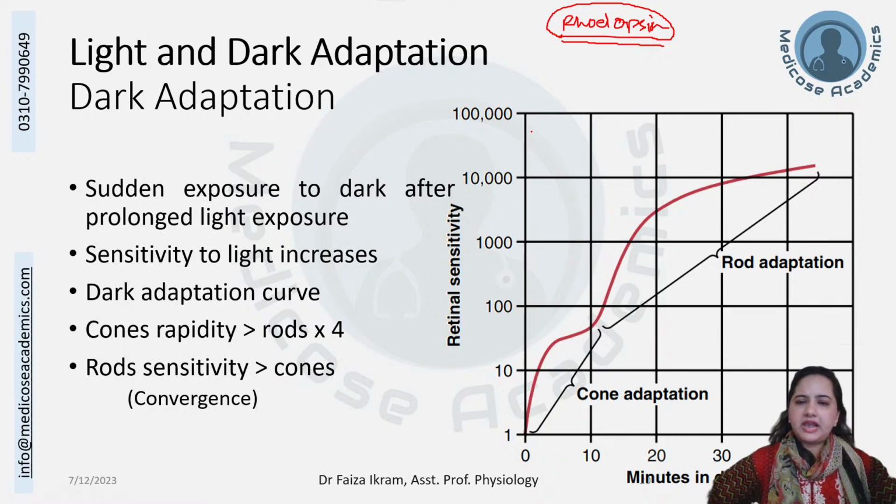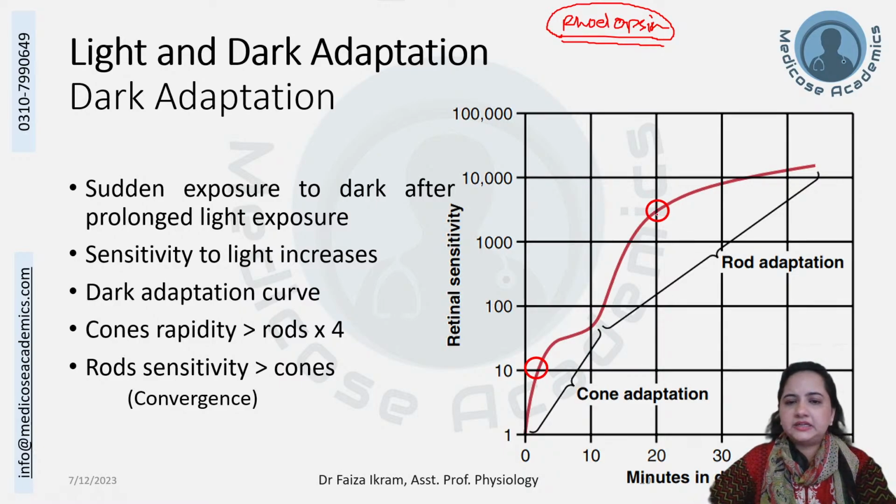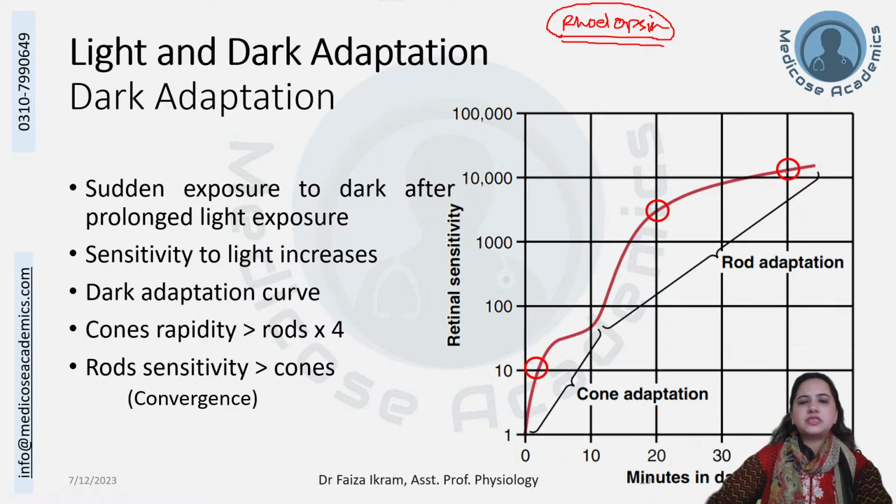But if you look at this graph, which is showing the time duration on the x-axis and retinal sensitivity on the y-axis, you can see just in 1 minute, the cones adapt and retinal sensitivity has already changed by 10 times. If you look at the sensitivity at 20 minutes, you can see it has almost 6,000 times changed already. And at the end of the 40 minutes, you can see it has changed more than 10,000 times.